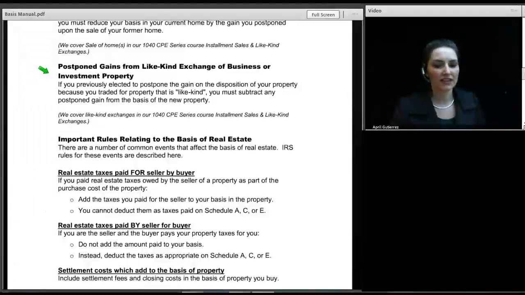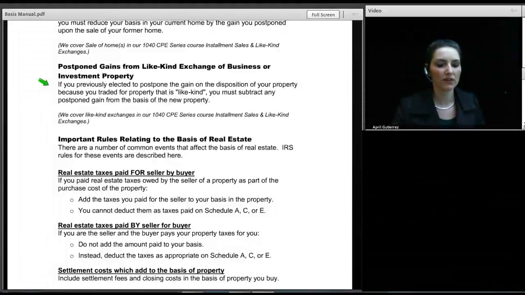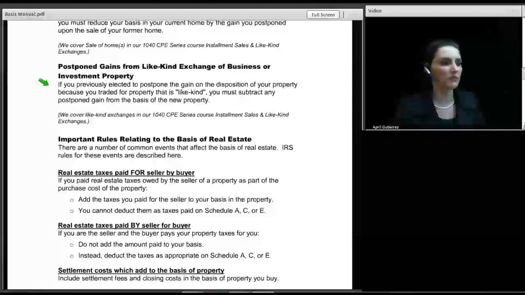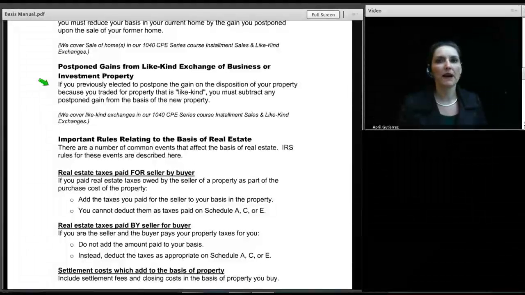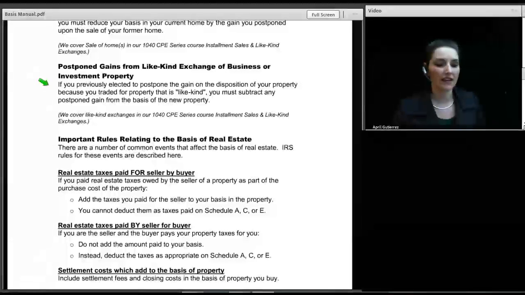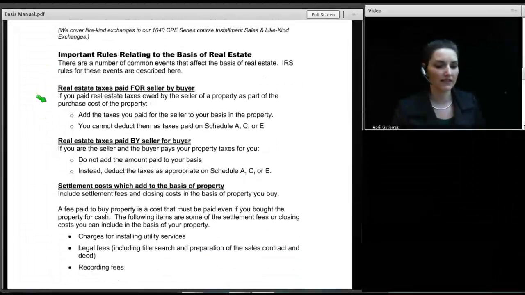Postpone gains from like-kind exchanges of business or investment property. If you previously elected to postpone the gain on the disposition of your property because you traded that property for like-kind property, you have to reduce your basis in the new property by the gain that you don't have to pay tax on the disposition of the old property. And again, we'll talk about that in an upcoming class.